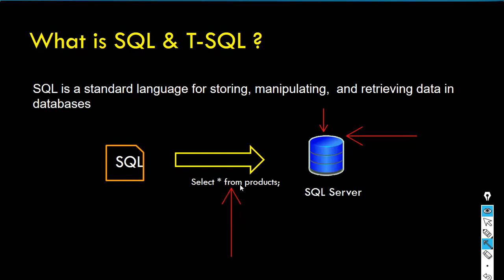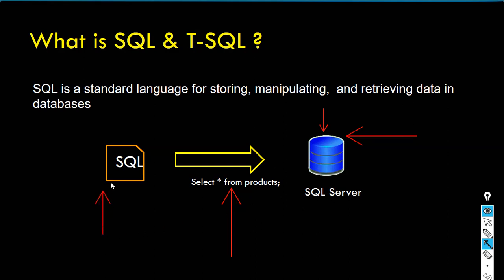The SQL query is pretty simple and straightforward because it is a plain English-like language. Select star means all. Select all the columns and all the records from the products table. That is what it is. This is the language we use to communicate with the SQL server.